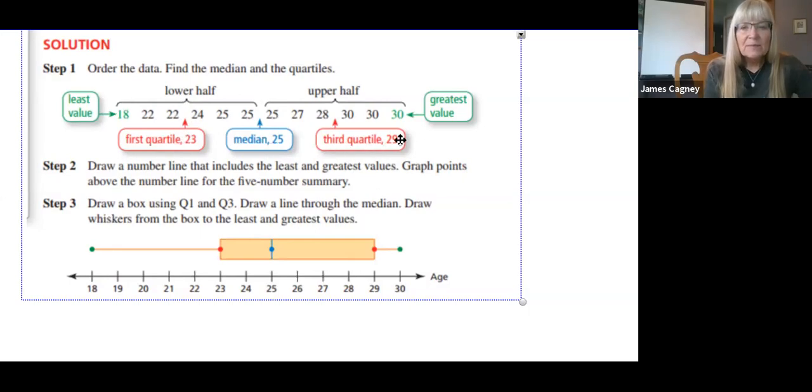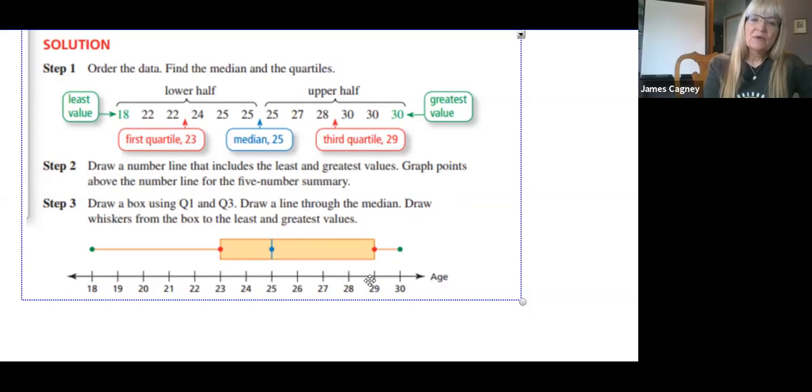Here is the middle number of my upper half. So Q1, I'm going to draw a vertical line right here for 23. I'm going to draw another vertical line at 29. I draw a vertical line at 25, and then I just construct my rectangle around it. So how did you do on this?